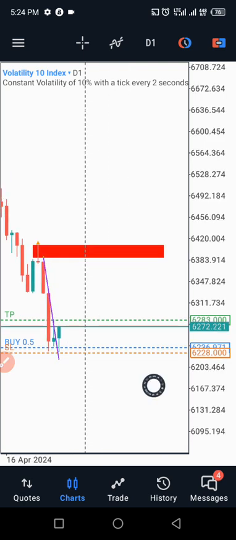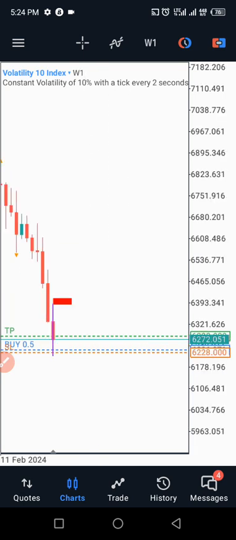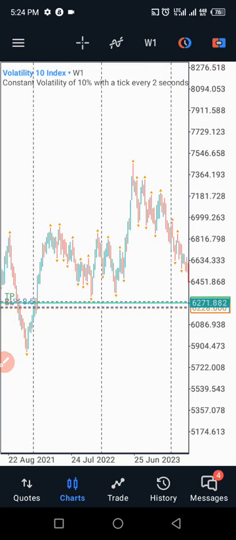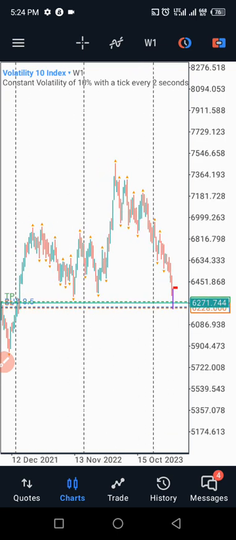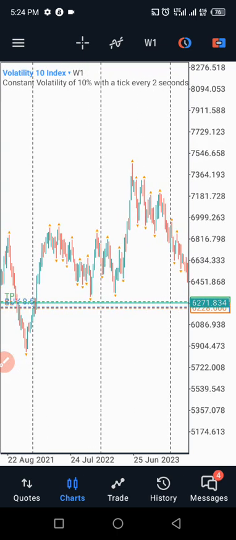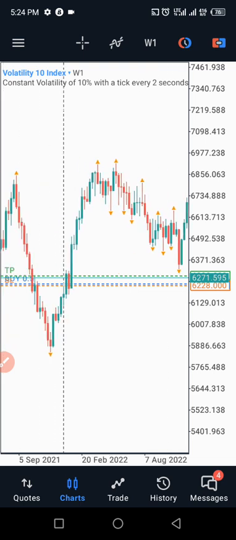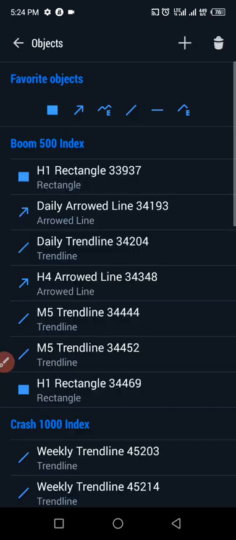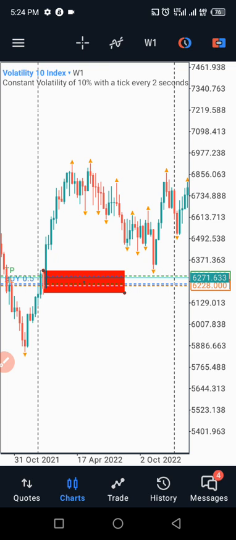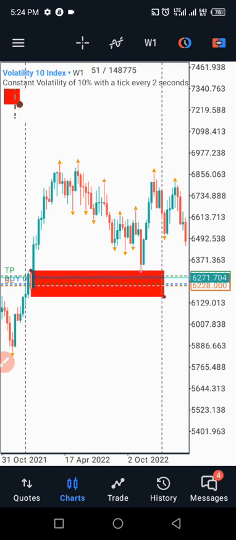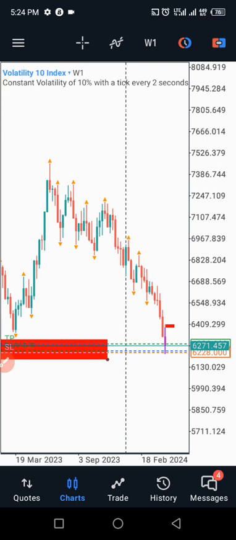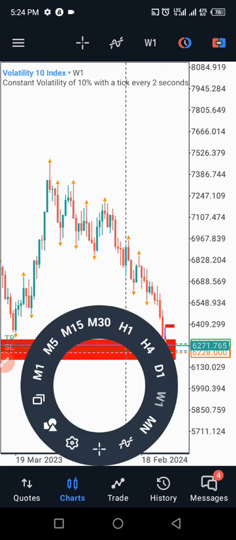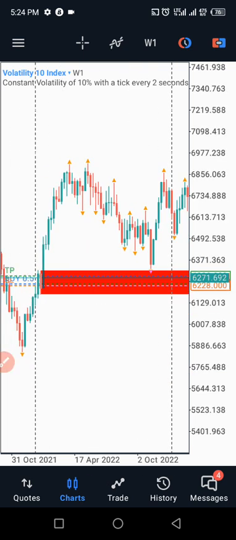So we just go to the weekly time frame, and on the weekly time frame we can definitely see something very clear. On the weekly time frame we can see that price is inside an order block. We can see that this reaction is happening inside this particular order block. This is the first thing we note. And if you draw your rectangle tool here, you will notice that price is reacting off of that order block level.